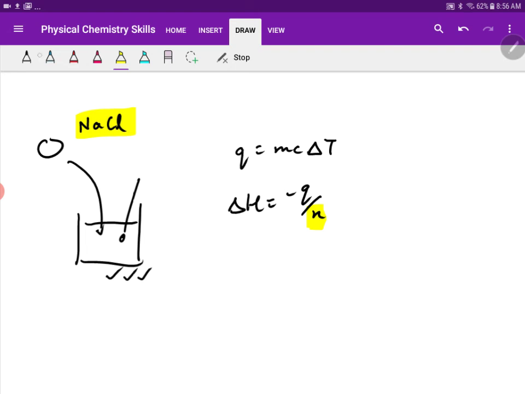Okay, so lastly, there are a few more points that I want to point out. Just take note that this Q and this Q here might not be the same value. It depends on whether the question tells you about the efficiency of this heat transfer. So the first Q here corresponds to the heat gained or absorbed or released by the solution. Okay, but the second Q over here talks about the heat absorbed or released from the dissolution process itself.